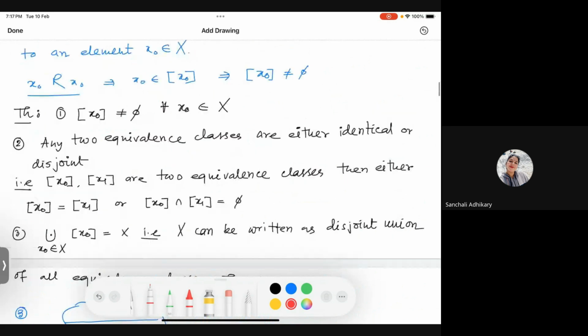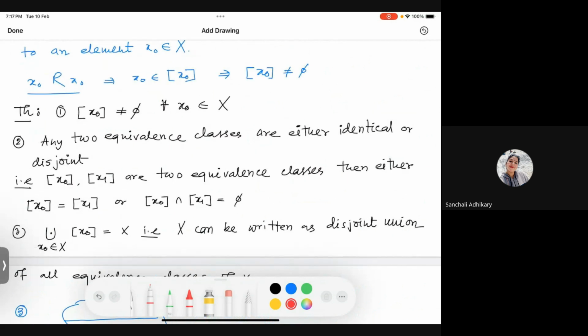I have this theorem. So observe: every class is non-empty. Why? Because x0 is related to x0. So x0 belongs to this class. So every class is non-empty.